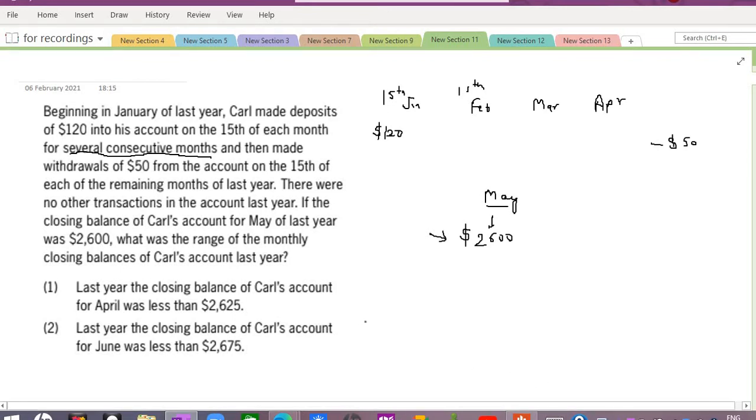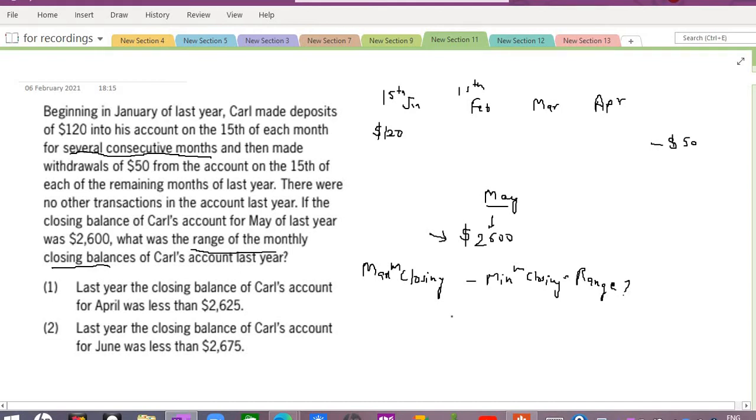How do you find the range? The range of monthly closing balances will be the maximum minus the minimum. So whichever month had the maximum closing balance, minus the minimum closing balance in whichever month, gives you the required range. And this is what is asked in the question: what is the range of monthly closing balances of Carl's account last year? Does it make sense to you? Is this clear?